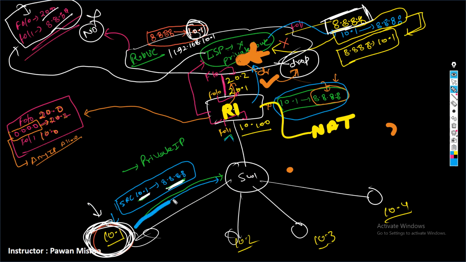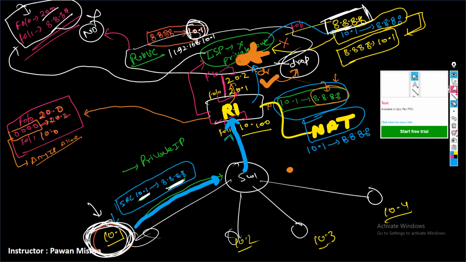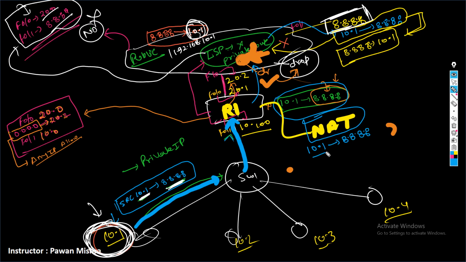This PC will forward this packet to the switch, and the switch will forward this packet to the R1 router. Okay. Now once this R1 router receives the packet, the source IP address is what? 10.1, and the destination IP address is what? 8.8.8.8, and we know the NAT is enabled. So actually what will this NAT do? This NAT will check the source IP. Guys, can you tell me what is the source IP? Perfect. The source IP address is what? 10.1. So this NAT will remove this 10.1 IP.